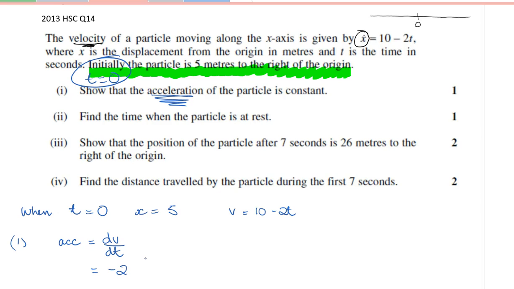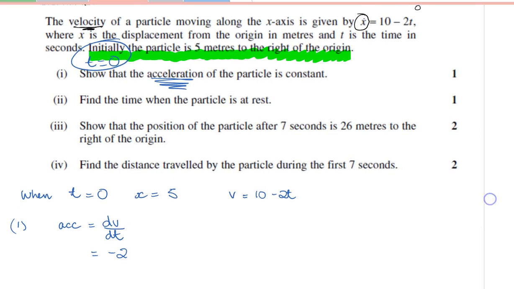Like I said, the calculus on these is generally not going to be too difficult. They're not testing whether you can differentiate, they're testing whether you know what differentiating a displacement or a velocity function actually gives. So, -2 is a constant. What does that mean? It's got a constant negative acceleration.